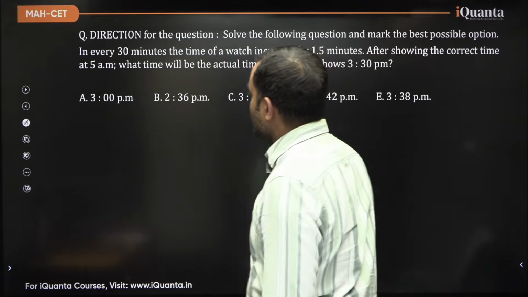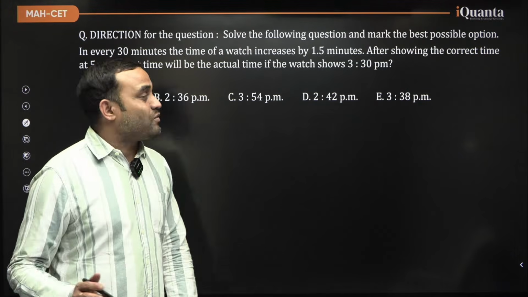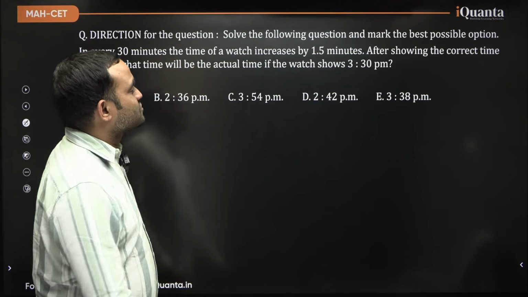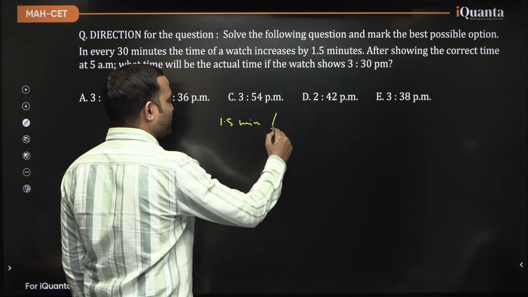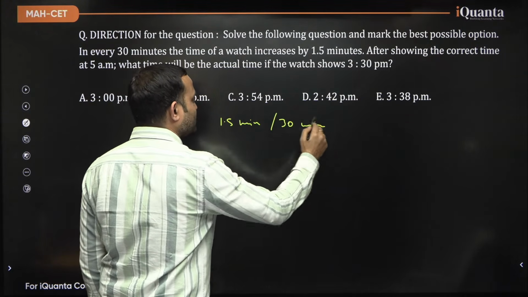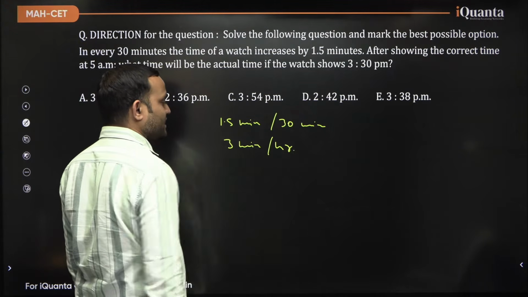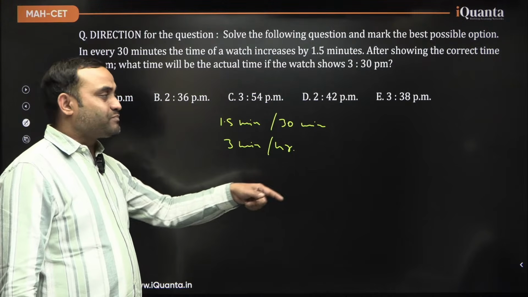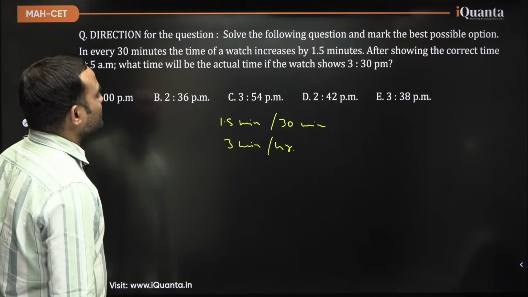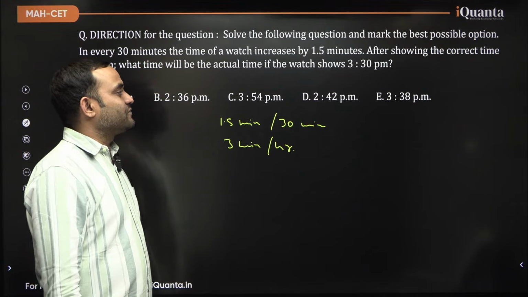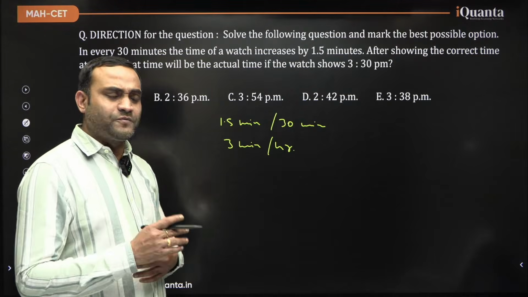Okay. In every 30 minutes, the time of a watch increases by 1.5 minutes. So, 1.5 minutes per 30 minutes means it will increase by 3 minutes per hour. After showing the correct time at 5 am, what will be the actual time if the watch shows 3:30 pm? So, what will be the ratio of time?